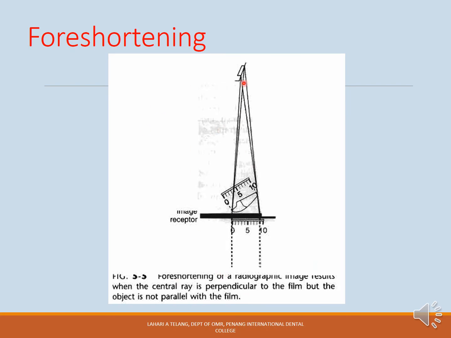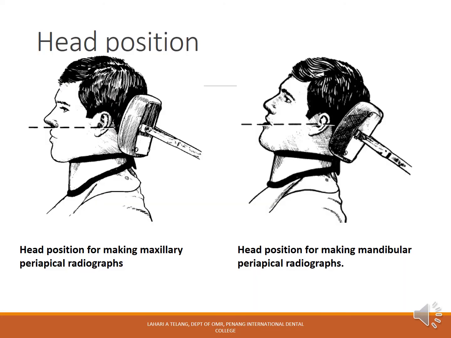Foreshortening results when the central ray is perpendicular to the film but not to the object, and hence again results in a shorter or a smaller image than the actual size of the object. When we're discussing foreshortening and elongation, head positioning of the patient is very important, and sometimes this is one area which is overlooked by students.